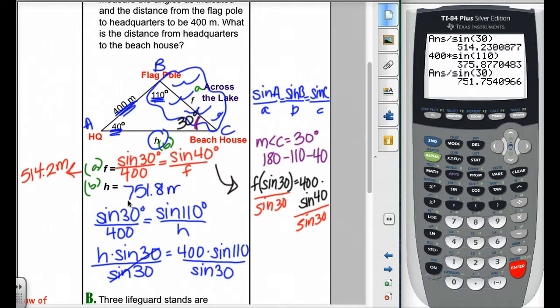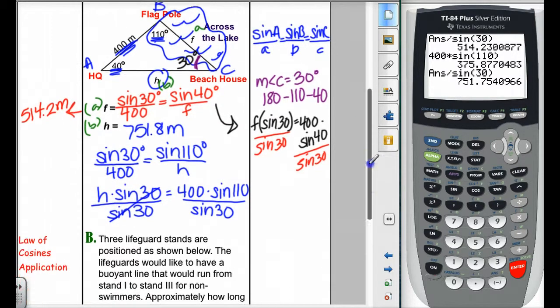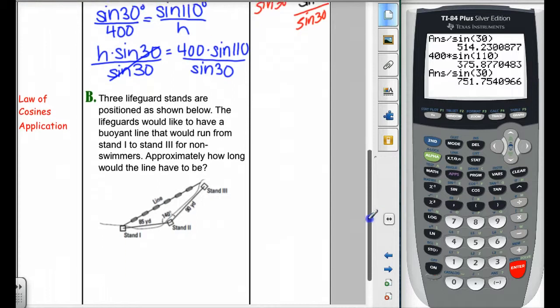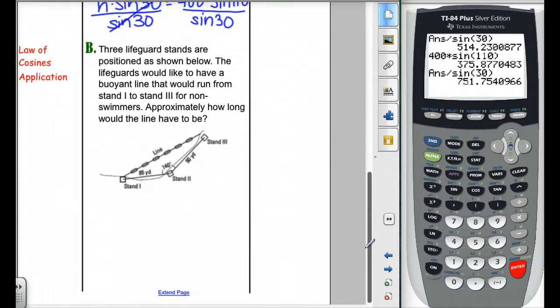751.8 meters. For our second example, this is a law of cosines application. We have 3 lifeguard stands positioned as shown below. And the lifeguards would like to have a buoyant line that would run from stand 1 to stand 3 for non-swimmers. We want to know how long that would have to be.